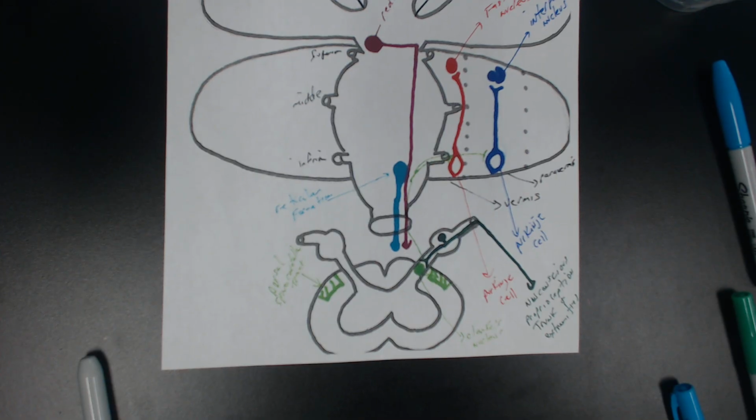Once that happens, then it goes one of two ways. It goes to the first one or the second one. The first one is a Purkinje cell that's set up in the vermal area.